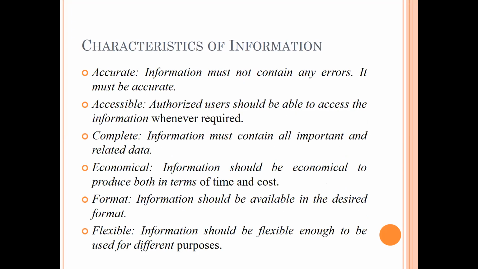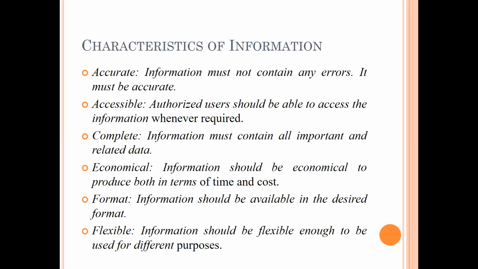So information has some characteristics. The first characteristic is accuracy, or the information has to be accurate. This means that information must not contain any errors. It must be accurate, it must be correct.